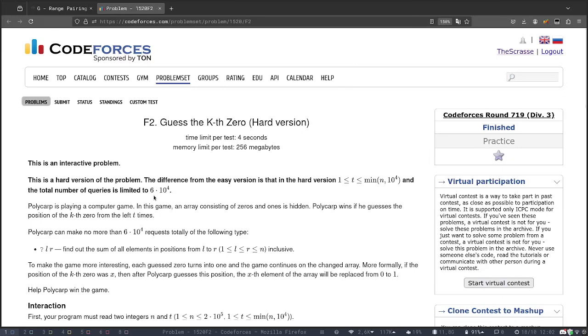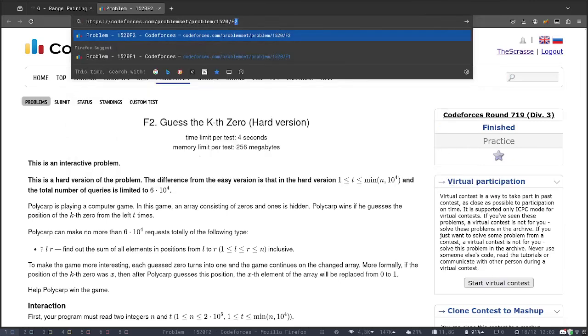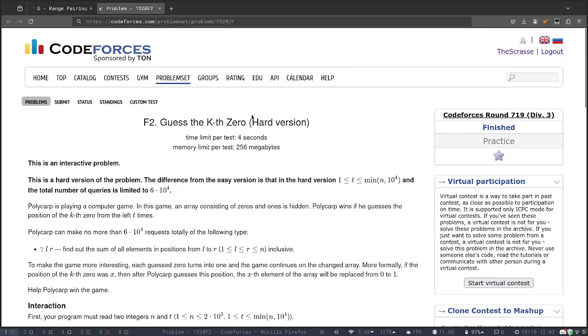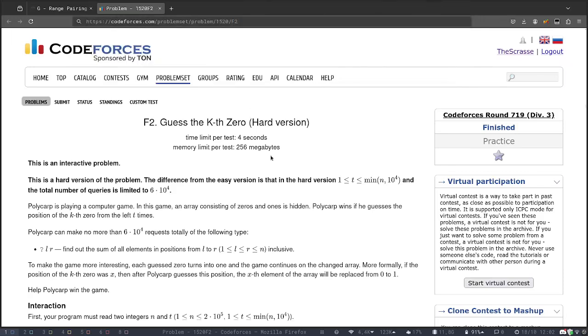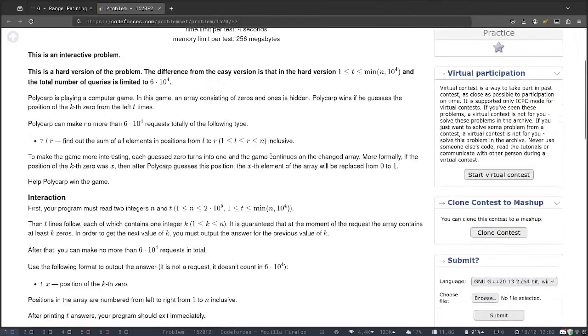First of all, let's try to create some subtasks. Actually there is a subtask in the actual problem. Can you guess a subtask here? Let's try to solve some easier version. For example, t equals 1. You just have to find the kth 0 once. How to do that? I'm asking you.